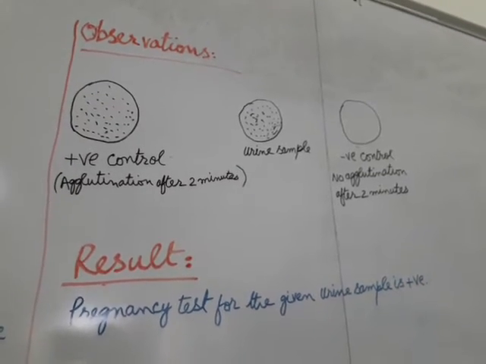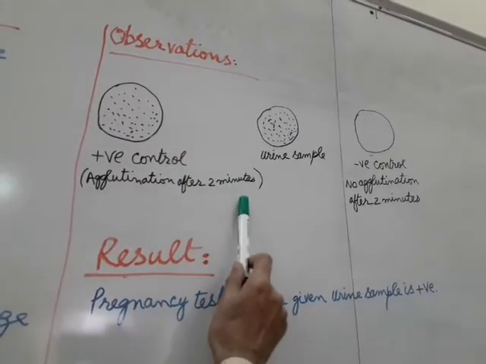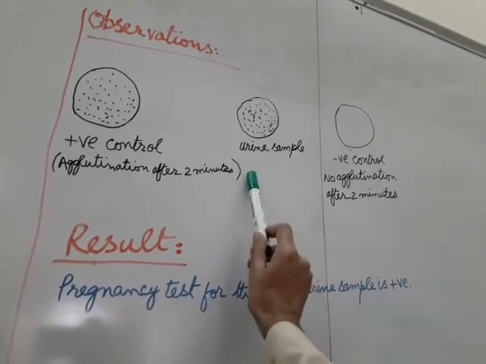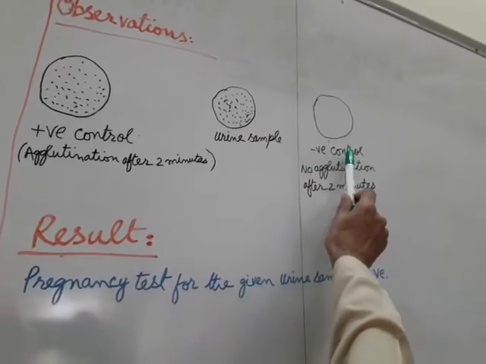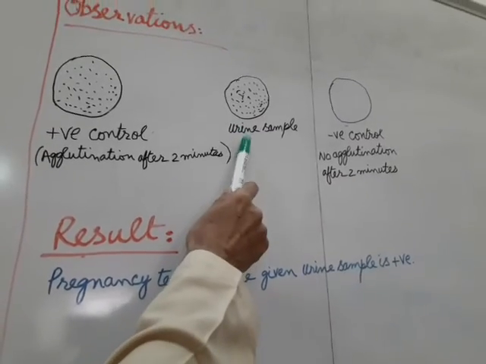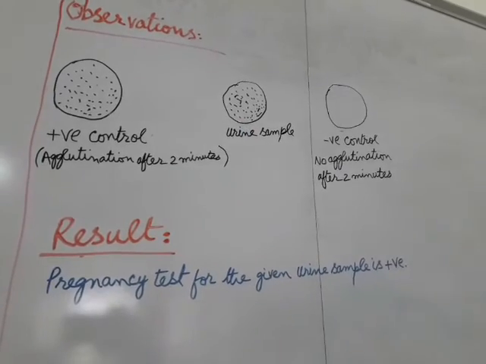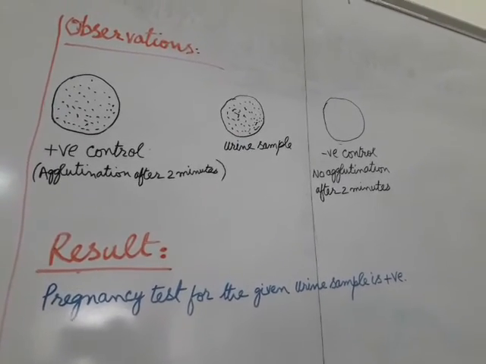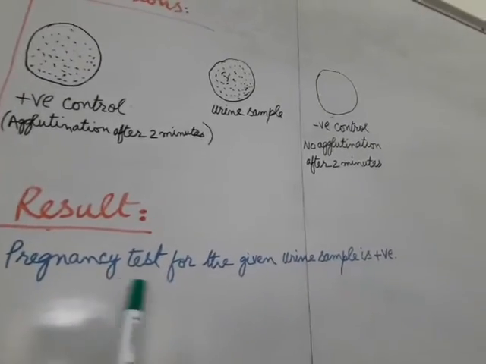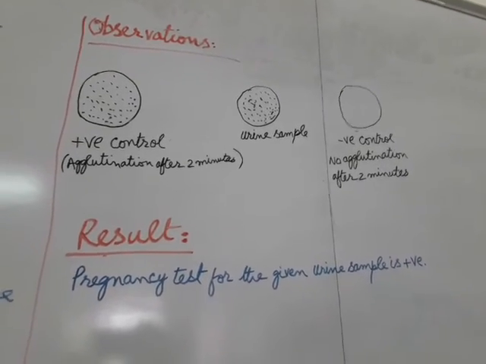The result of our practical showed that there was agglutination in the positive control after 2 minutes, and in the urine sample also agglutination after 2 minutes, and in the negative control there was no agglutination after 2 minutes. It means that our pregnancy test which we performed was positive. And so the result is: pregnancy test for the given urine sample is positive, and this you have to write in your notebook.